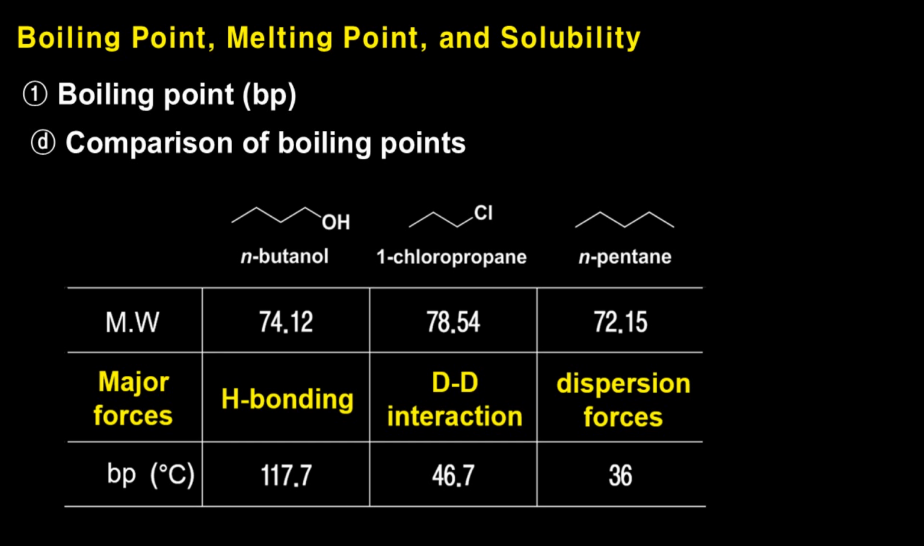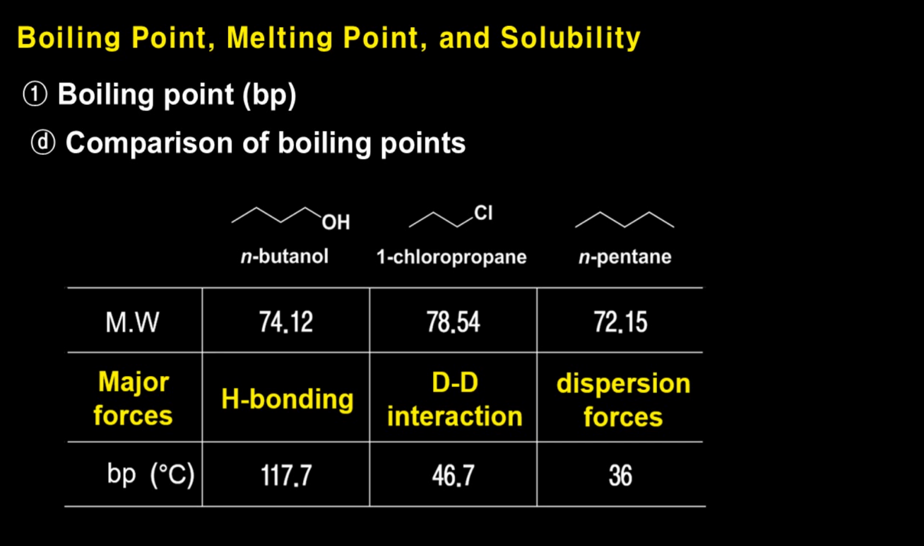Let's start by looking at how different types of intermolecular forces affect boiling points. Take a look at these three molecules: N-butanol, 1-chloropropane, and N-pentane. N-butanol boils at 117.7 degrees Celsius. Why so high? Because it can form hydrogen bonds, and those are the strongest type of intermolecular force. That's why it has the highest boiling point among the three.